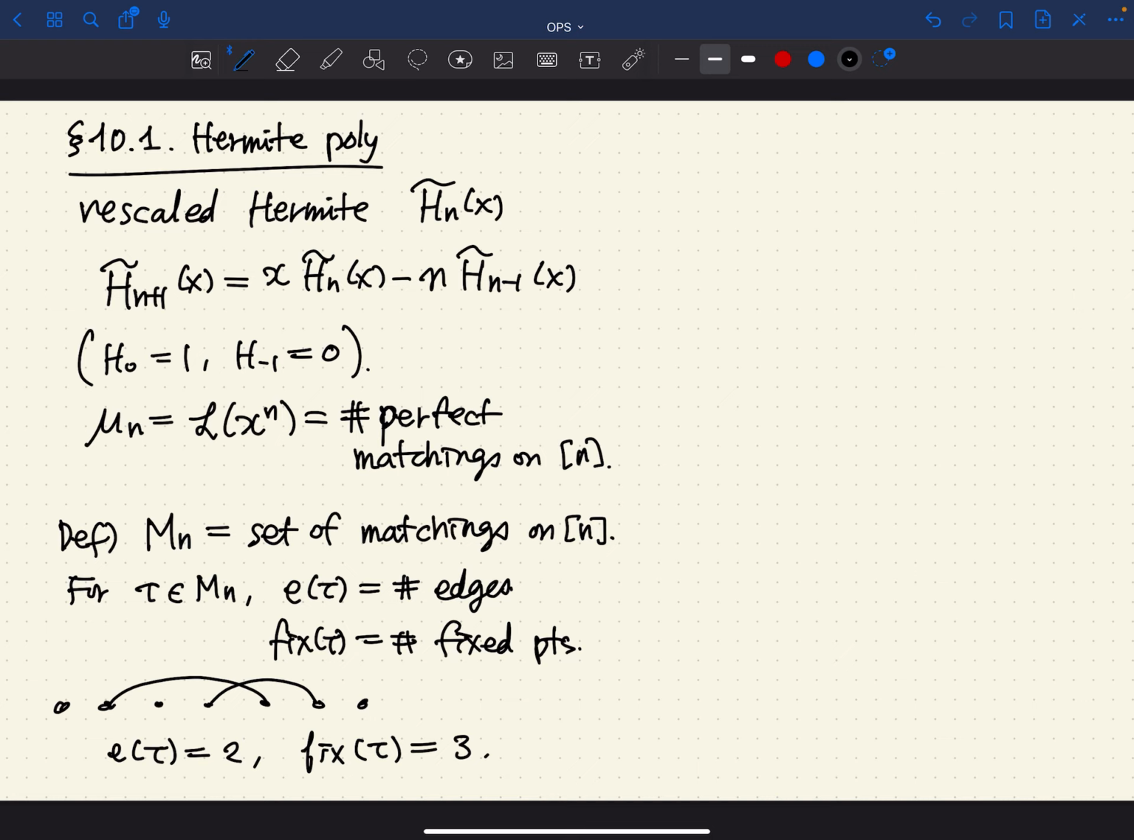And we first need to find the combinatorial meaning of the Hermite polynomials, the rescaled Hermite polynomials. There is a simple model like this: the generating function for all matchings where we multiply by -1 for every edge and x for every fixed point. So this is our combinatorial model. The proof is really easy by induction.